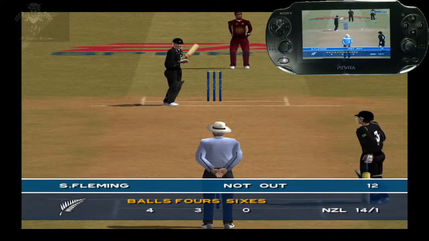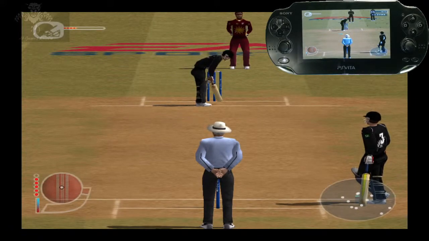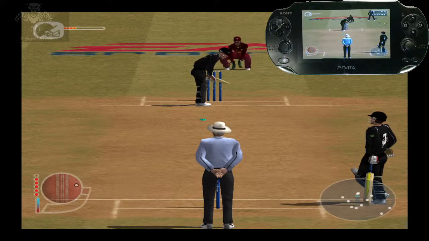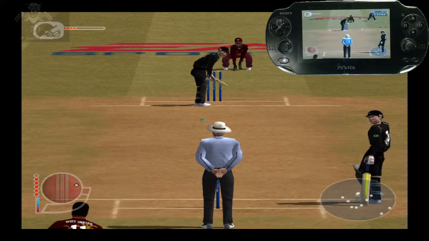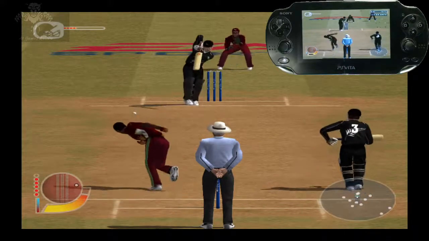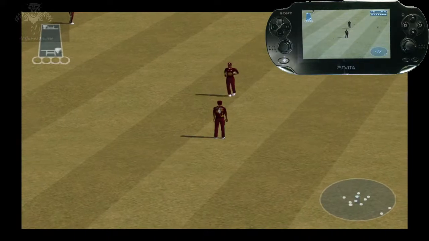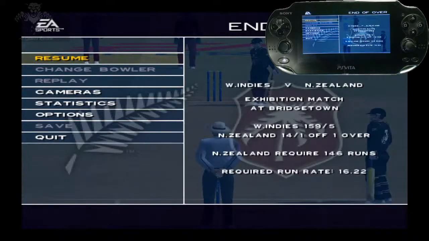Fleming facing. Stopped by Sawan. That over cost 8 runs. The required run rate is over 15 an over. West Indies need to keep it tighter than that.